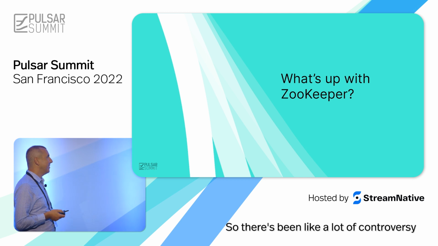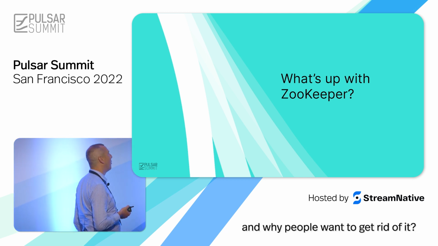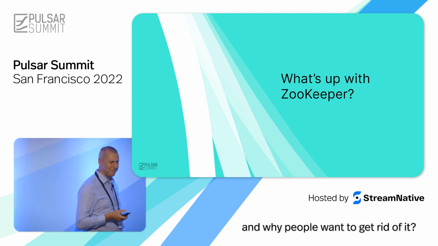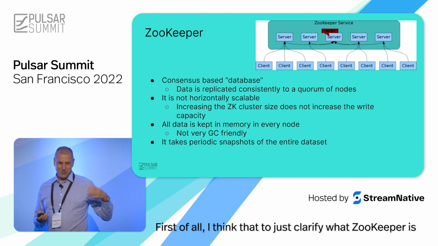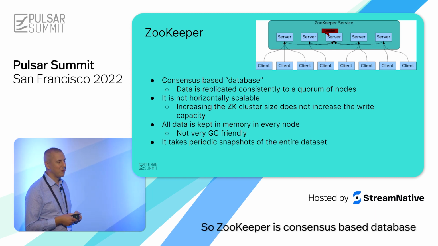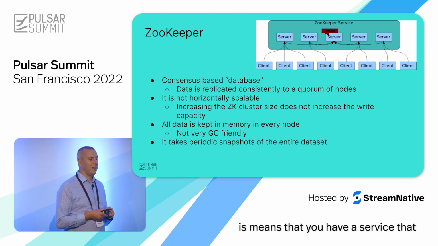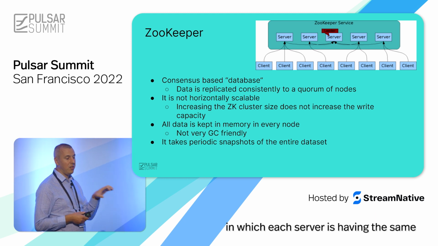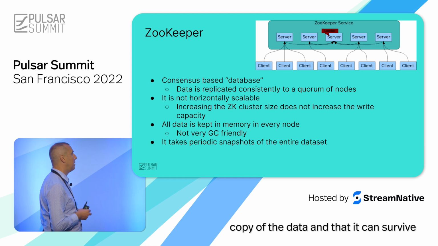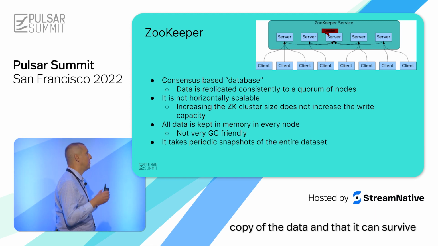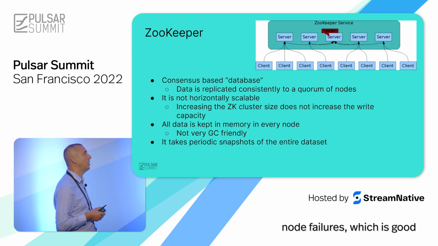So there's been a lot of controversy about ZooKeeper. What's the problem with ZooKeeper and why do people want to get rid of it? First of all, just to clarify what ZooKeeper is and what it provides. ZooKeeper is a consensus-based database. It means that you have a service in which each server has the same copy of the data, and it can survive a number of failures. Say with five ZooKeepers, you can survive 2 node failures, which is good.